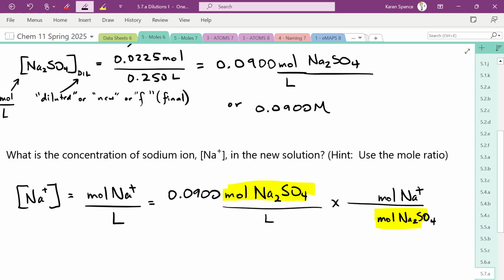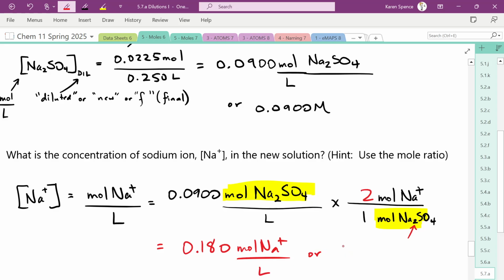What numbers go in there? Yep, so we have 1 mole of that. And then we have 2 moles of the Na, because it's Na2SO4, 2 moles. And so that is then going to be 0.180 moles of Na plus per liter, or you could just write it as 0.180 molar Na plus.